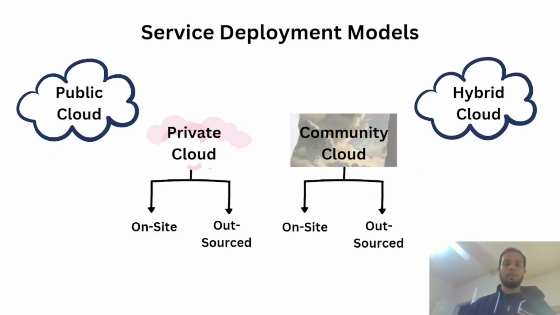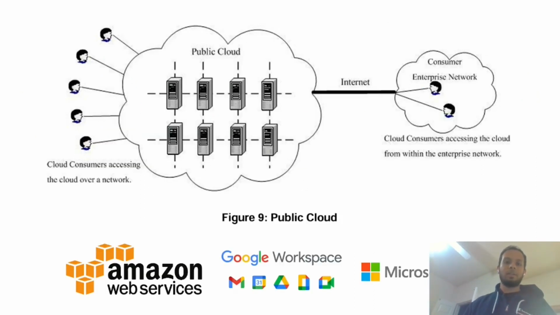So the first component is the service deployment models. There are four types: public, private, community, and hybrid. Private and community could be further subdivided into on-site and outsourced. When a cloud infrastructure is operating as a public cloud, the general public can actually access those services and cloud computing resources from a public network.